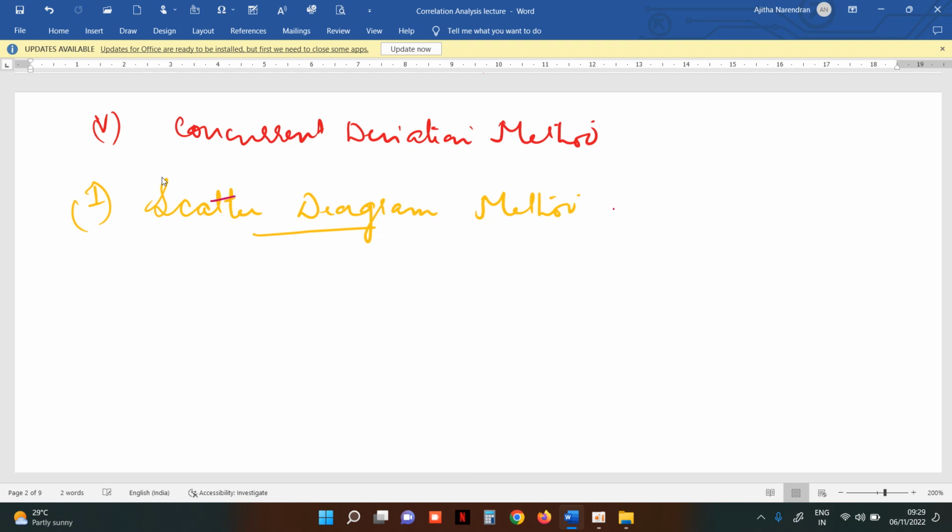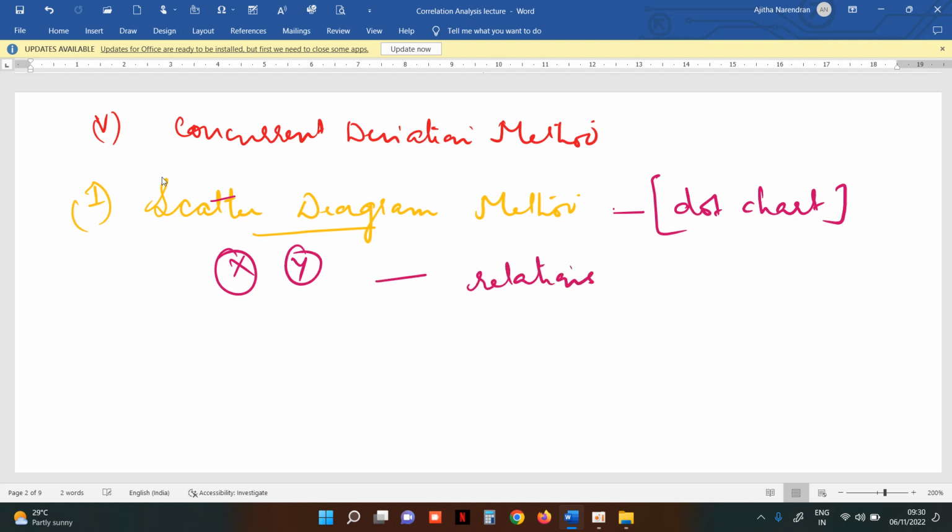This method is also known as the dot chart method. So in the scatter diagram method, you can plot the values of x and y on a particular diagram, on the basis of which you can develop the relationship.